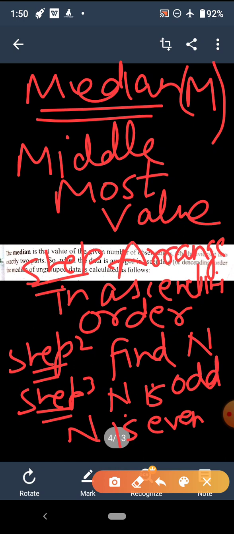Okay, there will be two different formulas for n is odd and n is even. I taught you three steps. The first step for finding the median is to arrange in ascending order. Step number 2, find the number of items. The number of items may be odd, may be even.